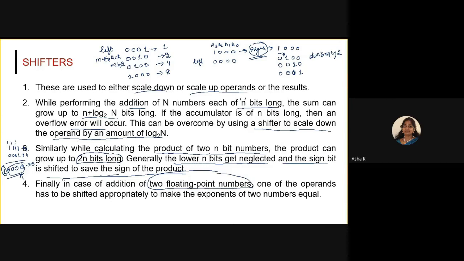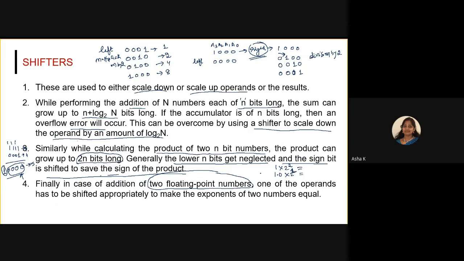We all know from the previous module 1 that floating point numbers have a mantissa and an exponent. While performing the addition, the exponents should be the same. Say I have 1.0 into 2 to the power 2, and I have another number, 1.0 into 2 to the power 1. Here the exponent is 2 to the power 2, and here it is 2 to the power 1. Addition of these floating point numbers will be difficult.